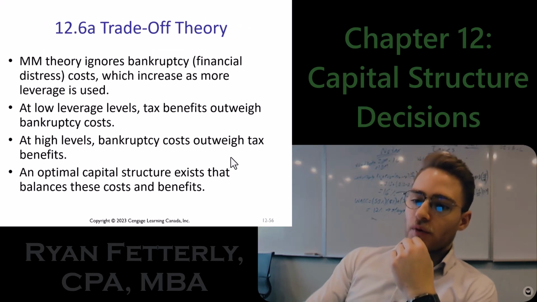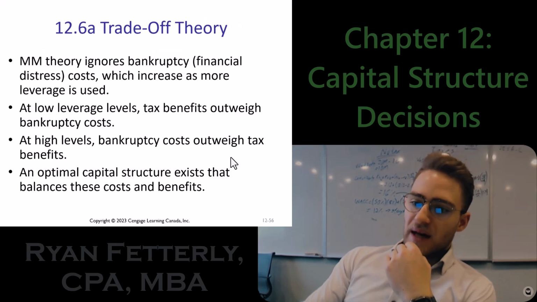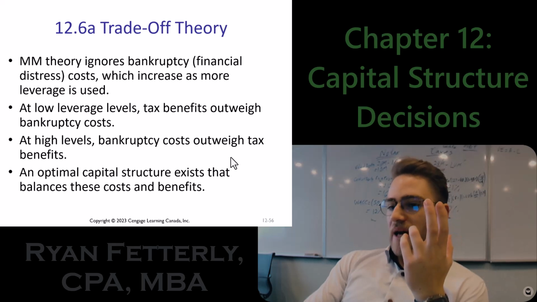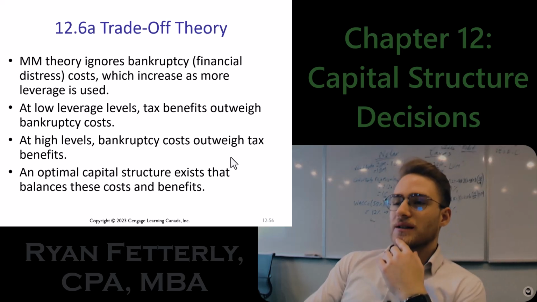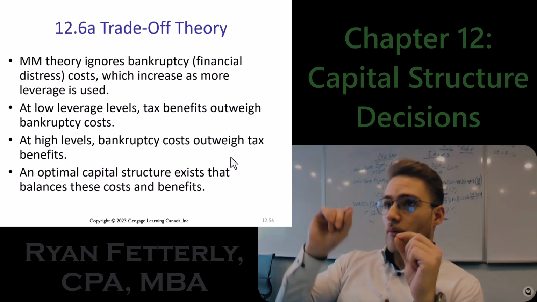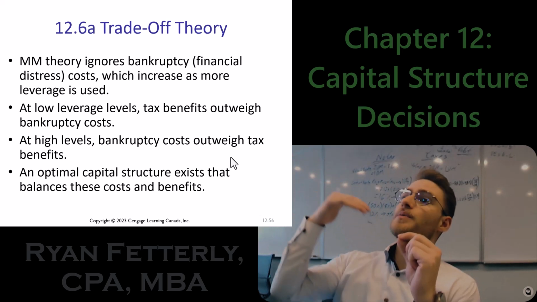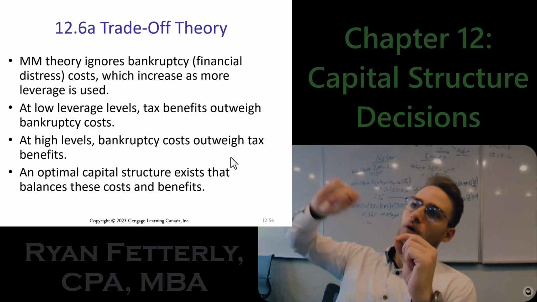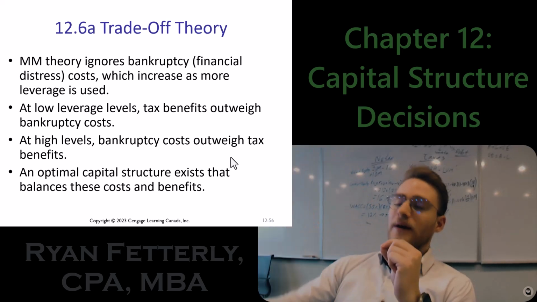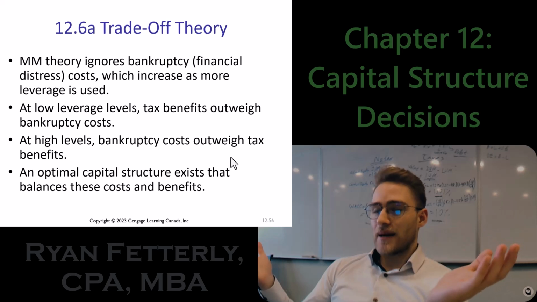So we're going to start off with trade-off theory. The earlier theory ignores bankruptcy, right? Financial distress costs. As you become more and more costly, there are financial distress costs because you become more risky, right? And therefore your debt cost becomes more and more, right? Whereas this was completely ignored in the models.